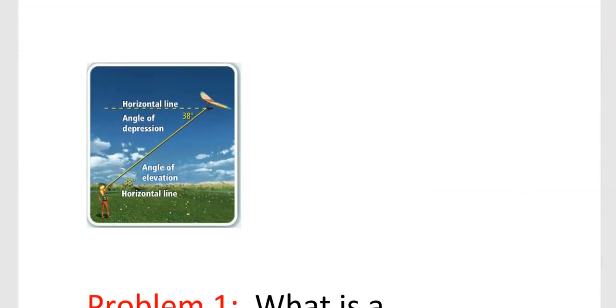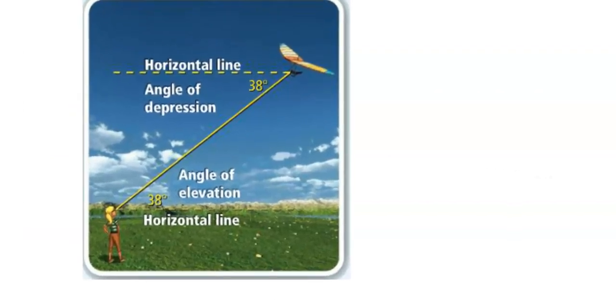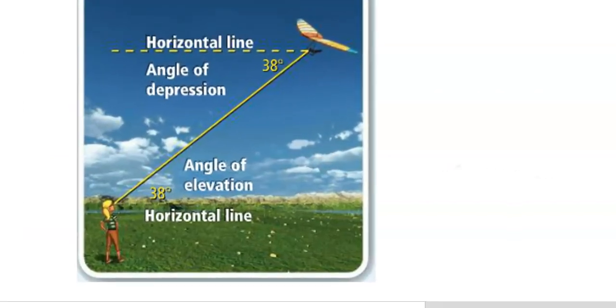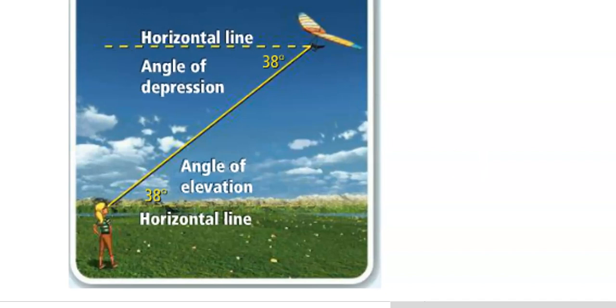Okay, so here's a picture. I'm going to make it a little bit bigger. Okay, that's a little better. So when you're looking at it, here's the person. The horizontal line is right here. When she changes from looking straight ahead to looking up at the plane, this angle right here, this 38, is an angle of elevation. Doesn't matter that that's at the bottom. It's what was eye level and where are you looking now. So if you change from going straight to looking up, that would be an angle of elevation.